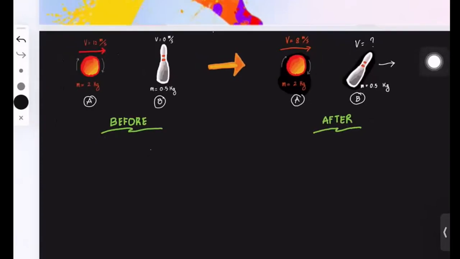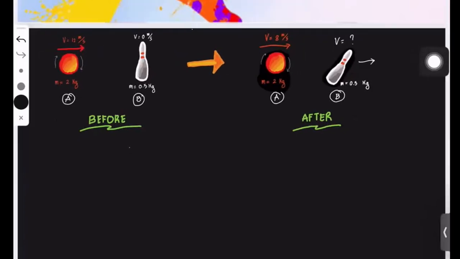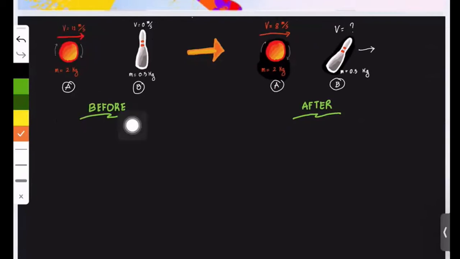So the very first thing that we're going to do is to write everything down. That means we have here before the collision and here after the collision. Since we're talking all about the conservation of momentum, this means that the momentum before the collision and after the collision are the same. There's no change in the total momentum.